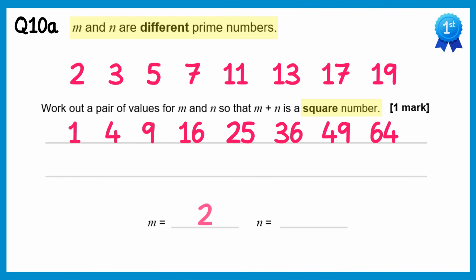So you could have, for example, 2 and 7, because these add together to make 9. That's not the only possibility though, you could have 3 and 13, and that makes 16. There are probably more of these, in fact if you find one, leave me a comment to let me know.